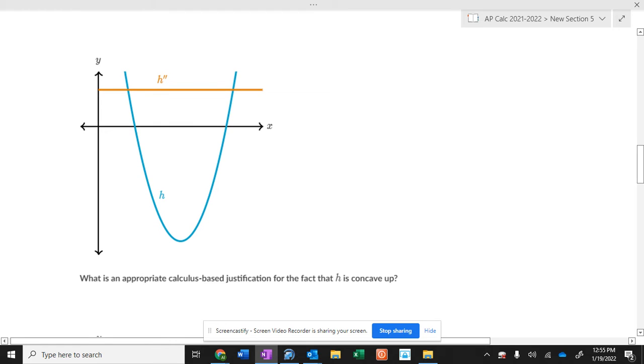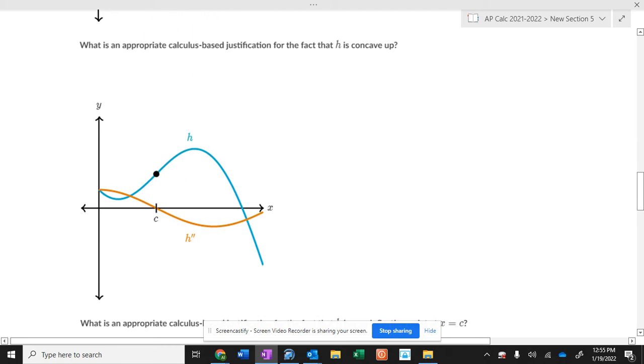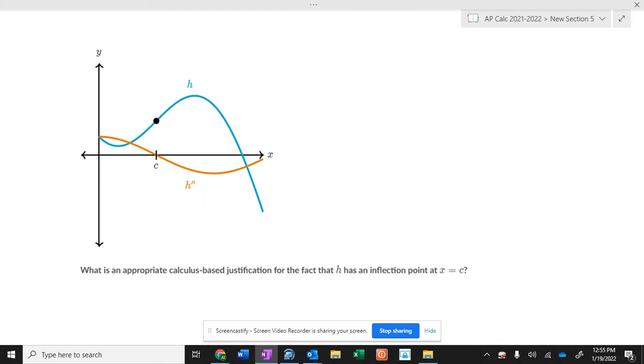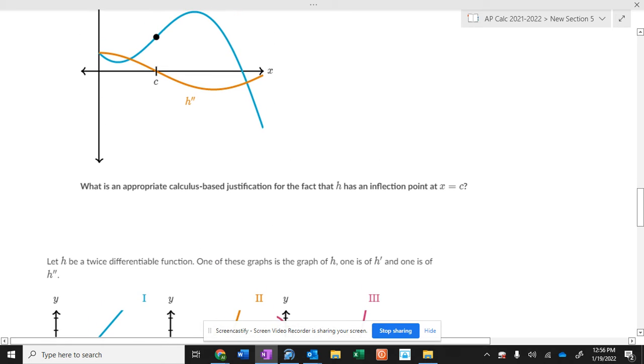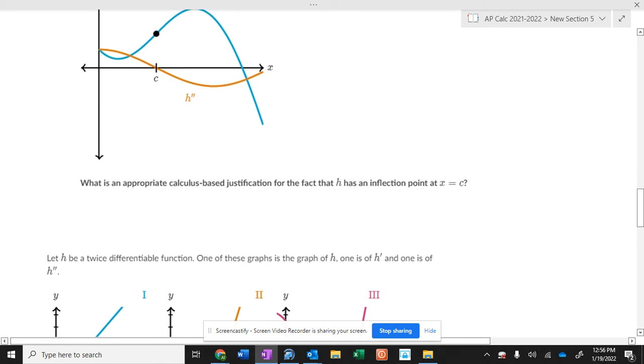Why is this concave up? Because the second derivative is positive. If the second derivative is positive, it's going to be concave up. Okay. Why is this a point of inflection? Because the second derivative crosses the x-axis at that point. Okay? Second derivative crossing the x-axis at that point means it's a point of inflection. Those are all important things that you'll have in the first two assignments.